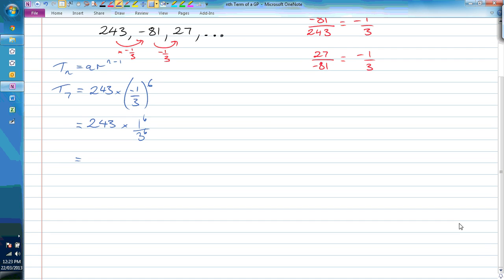Scroll this down a bit. Keep my 243 here. 1 to the power of 6 is still just 1. 3 to the power of 6, if you plug that into your calculator, is 729. So when I multiply those together, we have 243 on 729. Simplifying that fraction, you end up with 1 on 3.